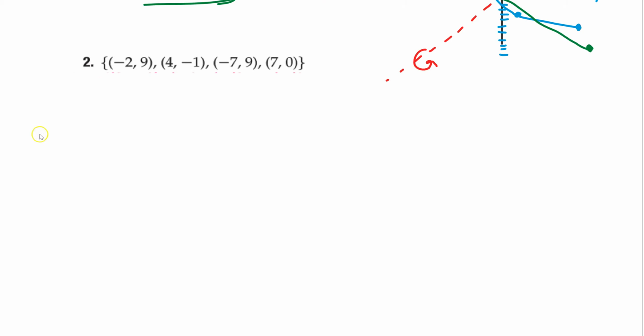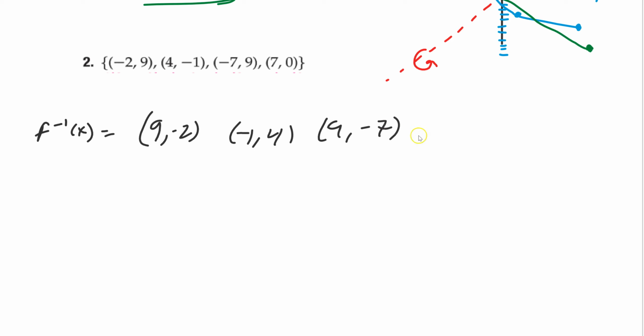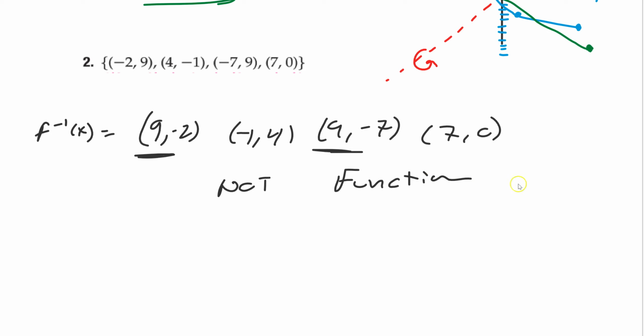So again, if I want the inverse relation, it's not a function yet. Just switch it, so it's 9 and negative 2. It's negative 1 and 4. 9 and negative 7. And 7 and 0. And if you look at this one, it's actually not a function. It's an inverse relation. So I get that.